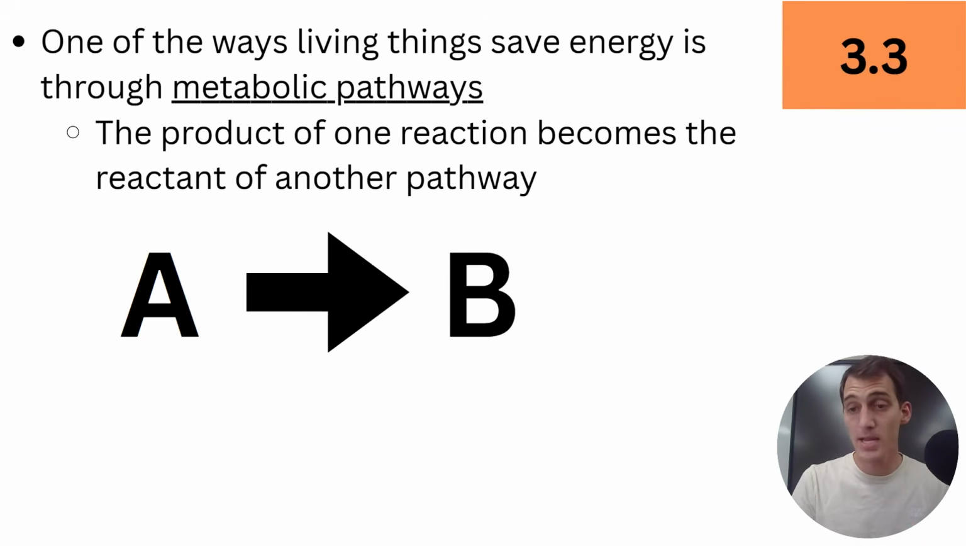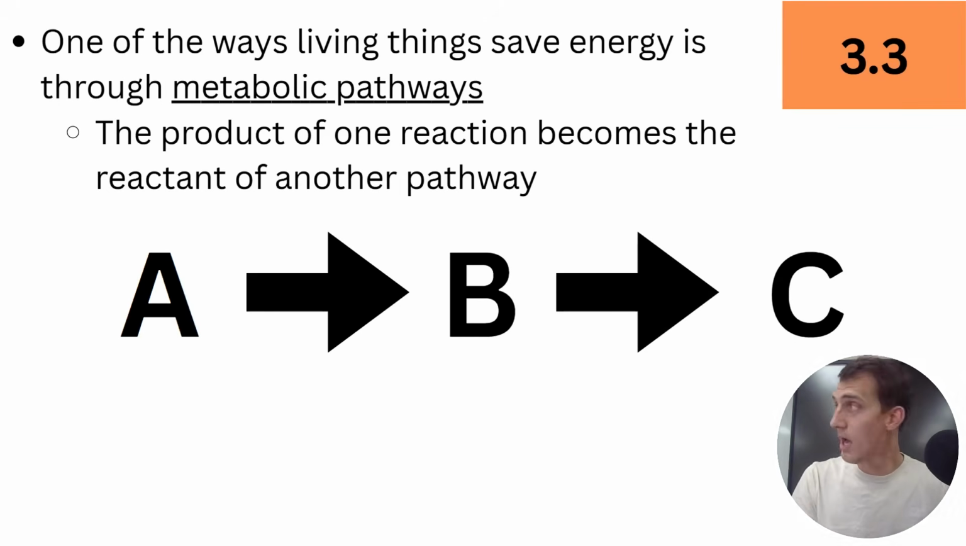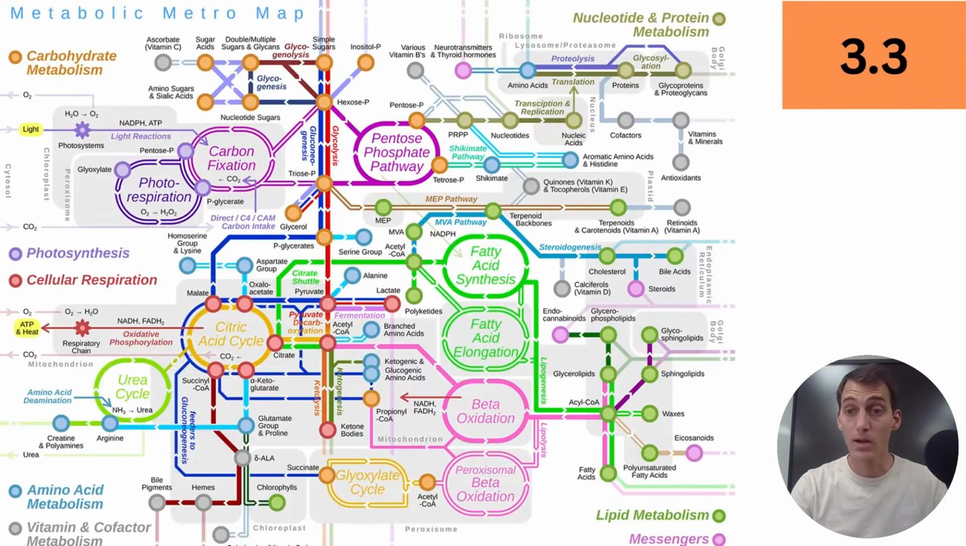But then compound B can be used with another enzyme to mediate that reaction. Compound B can be converted into compound C. So check it out. B, which is the product of one reaction, becomes the reactant of another. And this can go on and on in a very, very complicated array.